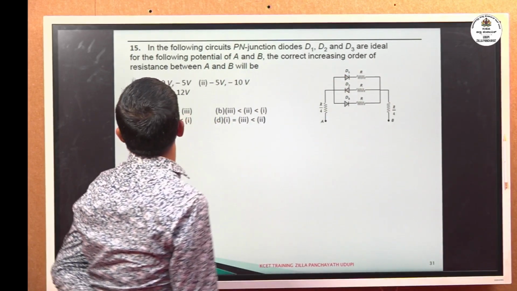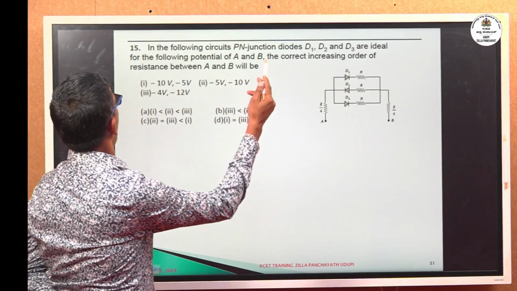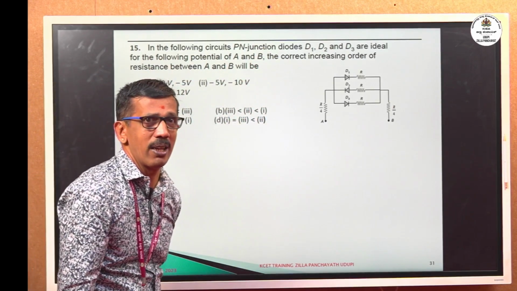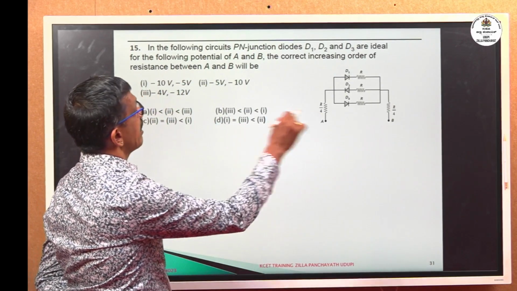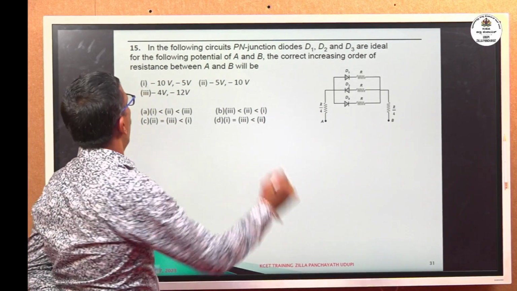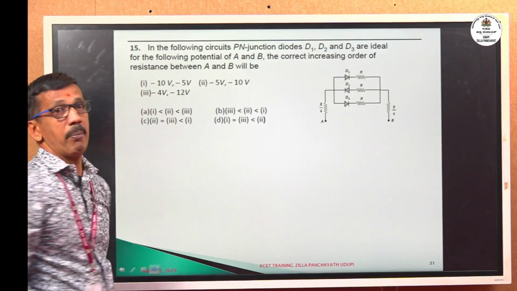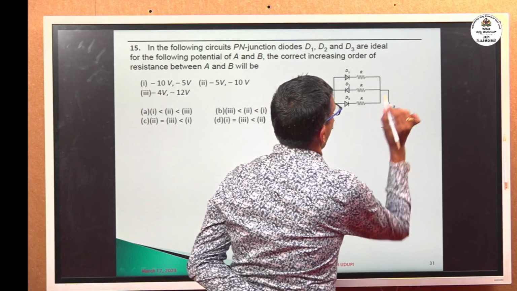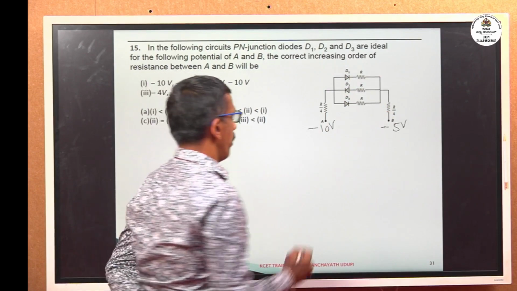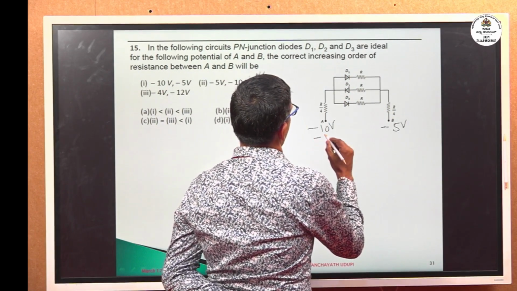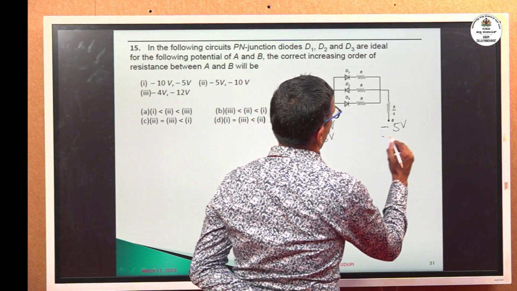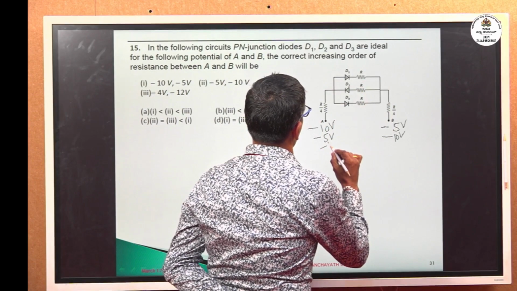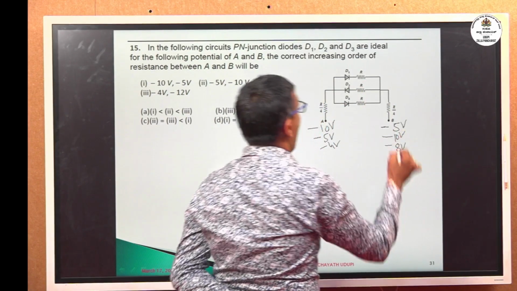In the following circuit, PN junction diodes D1, D2, D3 are ideal for the following potentials at A and B. What will be the correct increasing order of the resistances between A and B? In the first case, the potentials at A and B are given as minus 10 volt and minus 5 volt, and we see what the resistance will be. In the second case, minus 5 volt and minus 10 volt are given, and we see the resistance. In the third case, minus 4 volt and minus 8 volt are given, and we see the resistance.